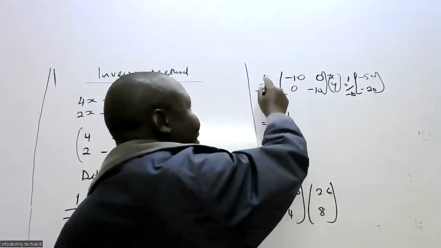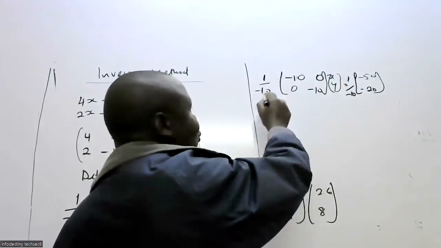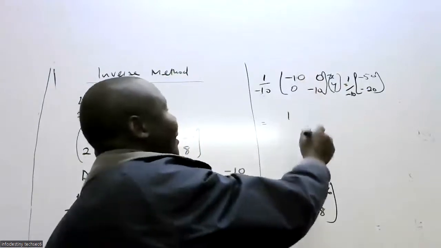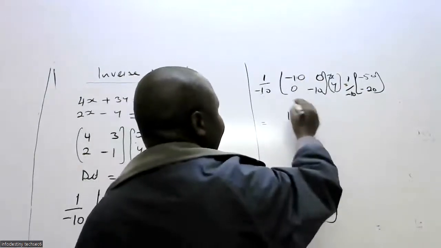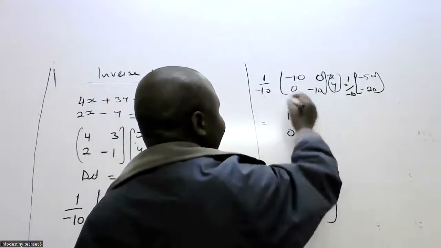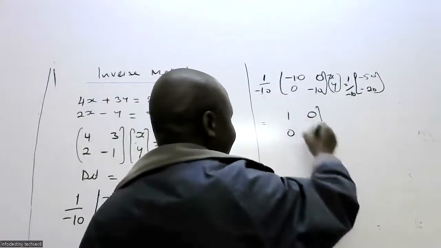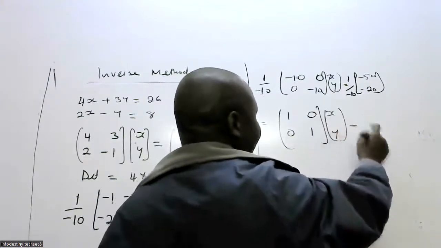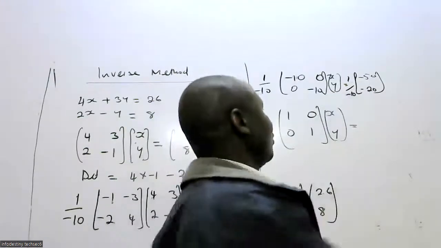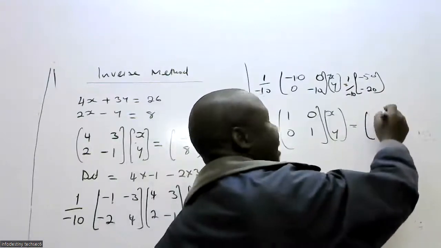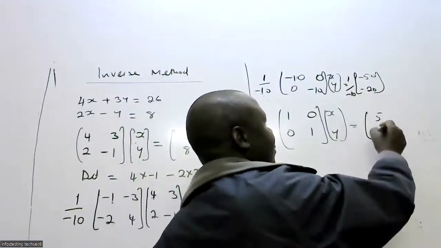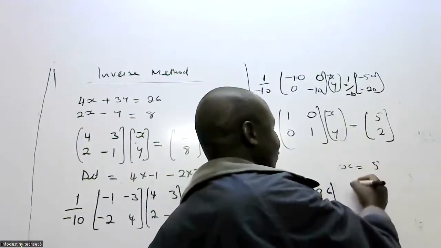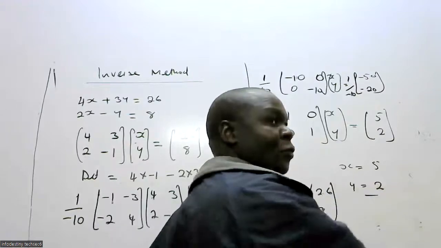This one over negative 10. So when you take this one times this, it is going to give us 1. Then this one is 0. This one, negative 1. Now, x, y. Are you together? This is going to give us positive 5. So then x equals 5. Y equals what? 2.